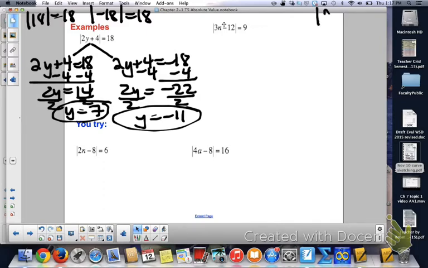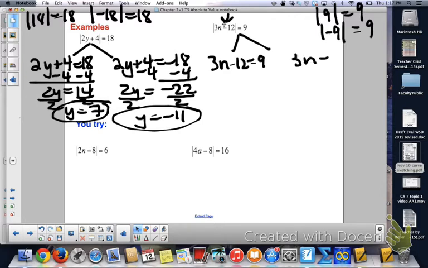Well, we know that the absolute value of 9 equals 9. We also know that the absolute value of negative 9 equals 9. So therefore, in this problem, we're going to split it up. We know that what's inside there, okay, 3n minus 12 could equal 9, or 3n minus 12 could equal negative 9. Because, as we set up here, the absolute value of negative 9 also equals 9.